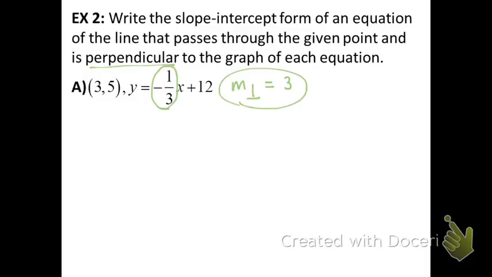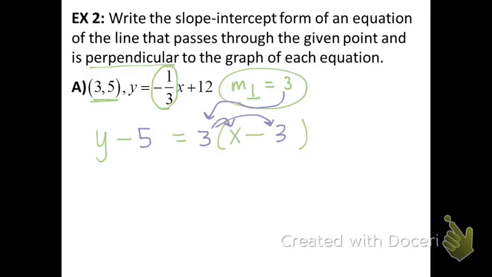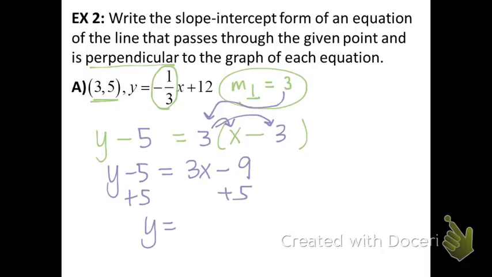And we're going to use this new slope that we've created and the point that we started with, and use point slope and fill in what we know. Okay, so we know that our y1 is 5 and our x1 is 3, and we also know our slope is 3. From here we distribute. So we get 3x, and 3 times 3 is 9, so minus 9. We add 5, and we get 3x minus 4.